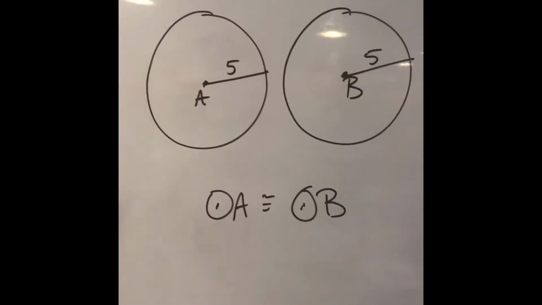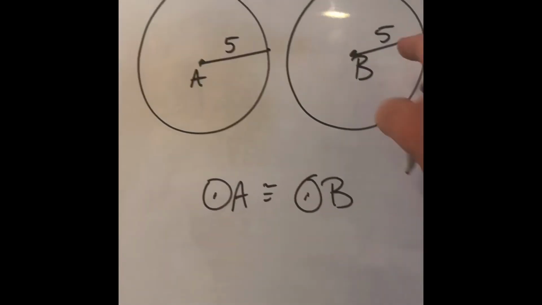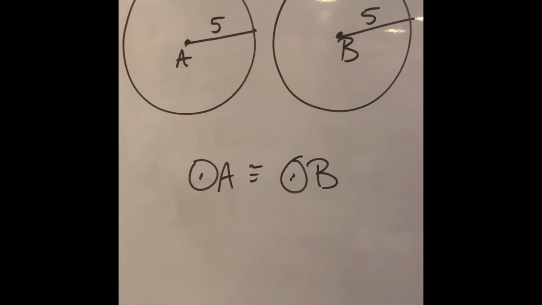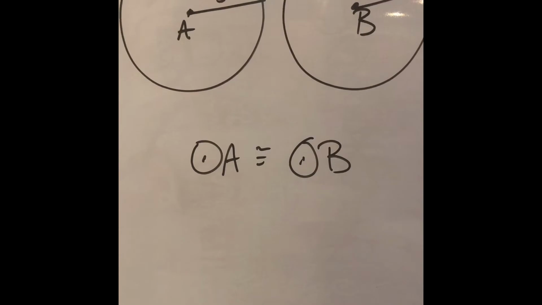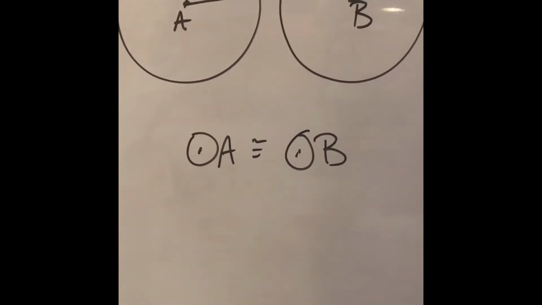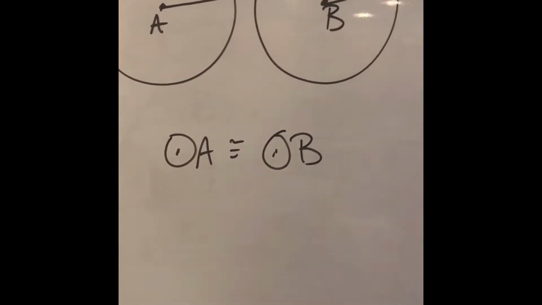Okay? Next, we come over to congruent circles. The reason that these two circles are congruent, they have the same radius. That's all you need to know for congruent circles. If the circles have the same radius, they're congruent. If their radii are different, they're not congruent.